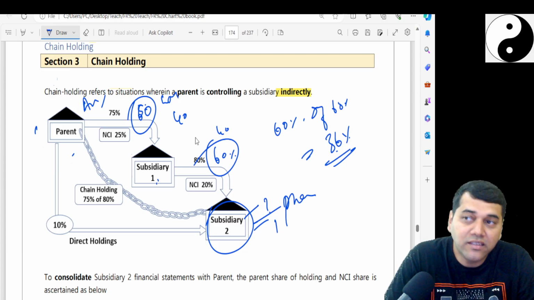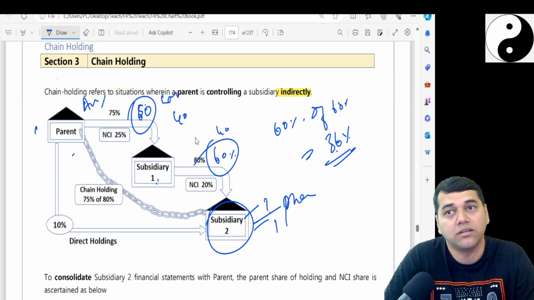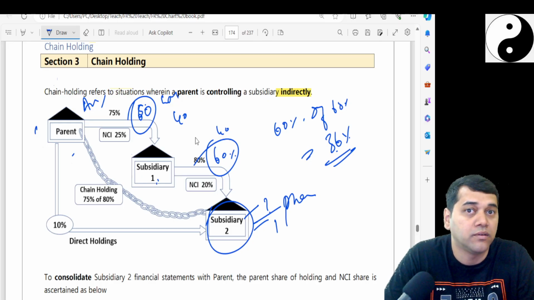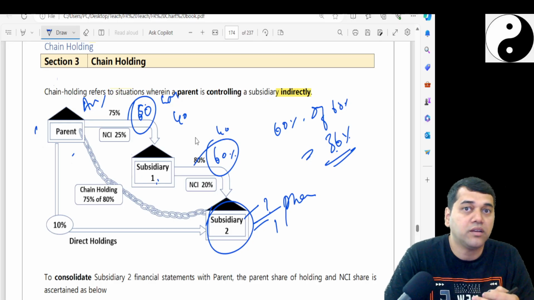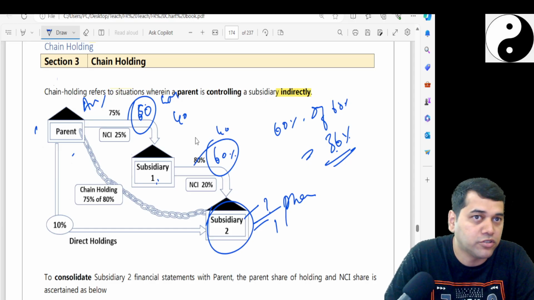So the analysis of control is a totally different aspect. It has nothing to do with the accounting. It is the reality. It is the truth. You have to see in reality who is controlling. But when it comes to accounting, we have to go with certain numbers there, the legal percentage of what we are holding. Have you understood this concept?